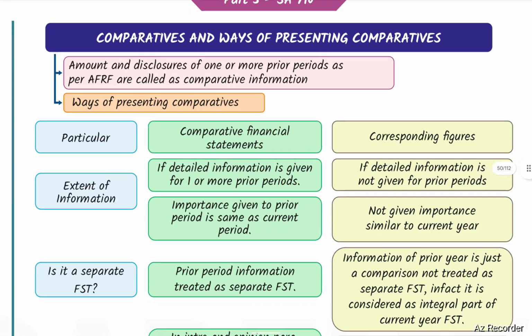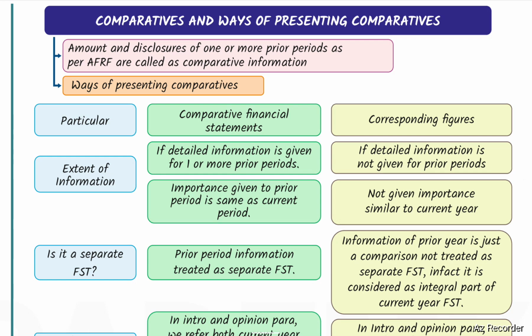Ways of presenting comparatives: by way of comparative financial statements and corresponding figures. Two ways. Comparative financial statements is the first way, the second one is corresponding figures. In case of comparative financial statements, detailed information is given for one or more prior periods. Importance given to the prior period is the same as the current period. So the same level of importance is given to both periods' information.